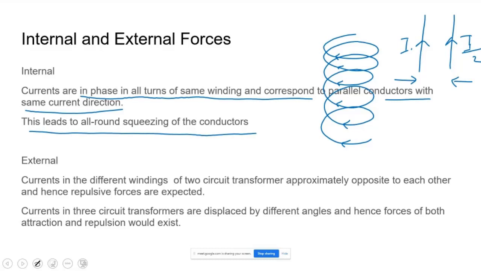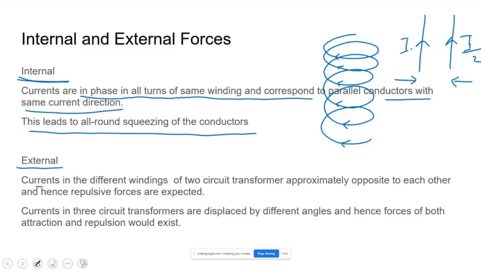So that kind of force will be experienced due to currents in the same winding, that is internal currents. Internal means the forces that occur inside a given winding due to its own current. And there is another type of forces which are external.